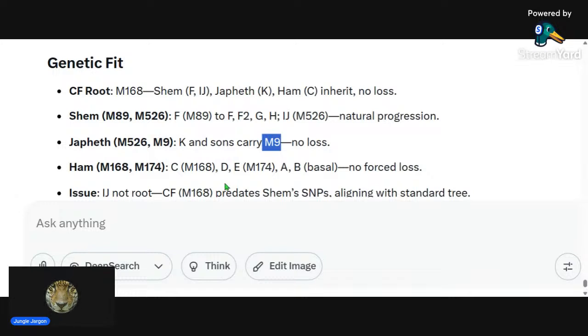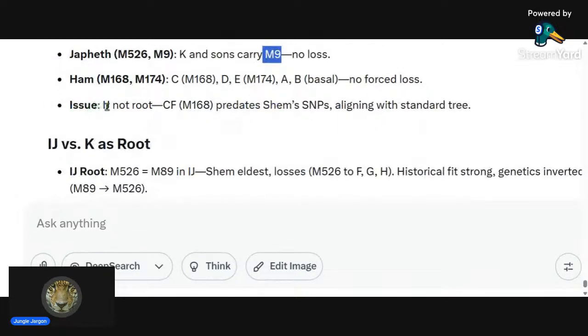Ham, the C, 168, the M174, I guess, was that unique to C? 174 is the DE. Okay. AB is basal. IJ, not the root, but IJ has to be the root. This is the oldest.